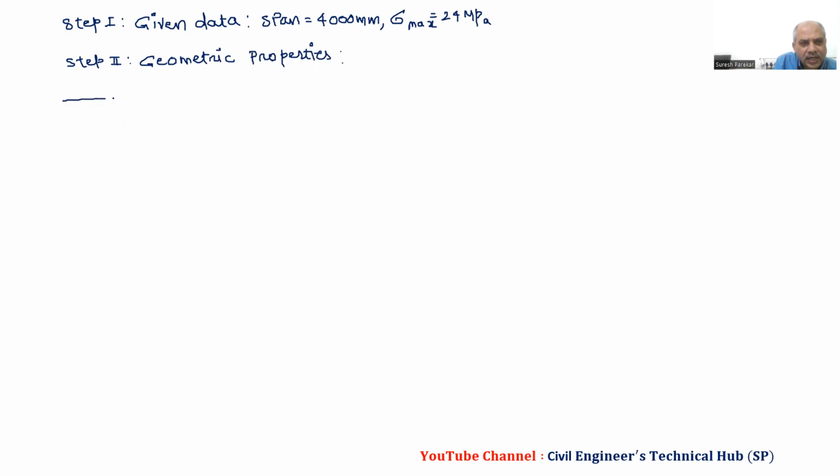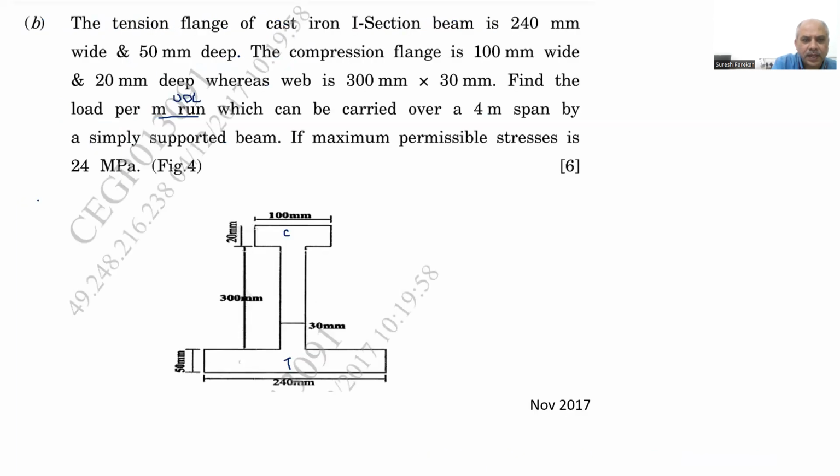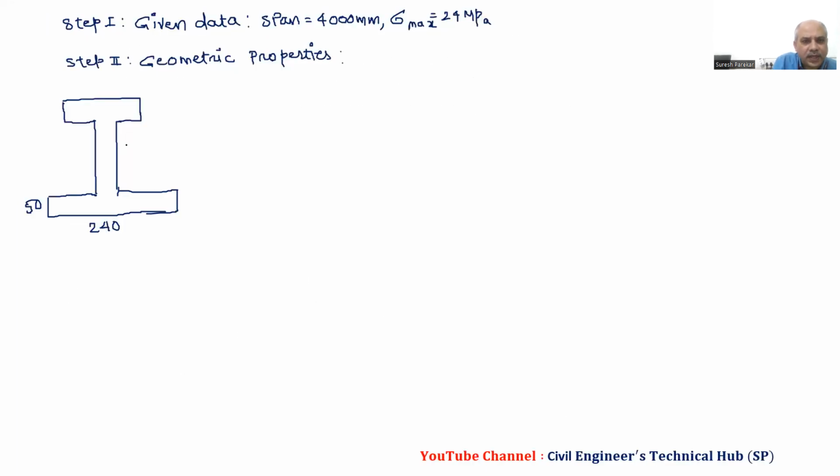We have been given this section. I will draw it over here so that it becomes easy for you to understand. Otherwise, we always have to go to the last slide and then solve this. So we have this I section: 240, 50. So we have 240, we have this as 50. Then 300, we have this as 30. Then 120, so this will be 120.